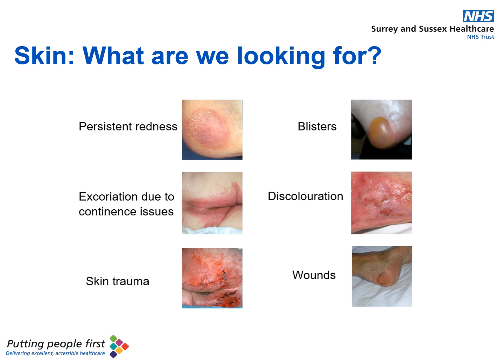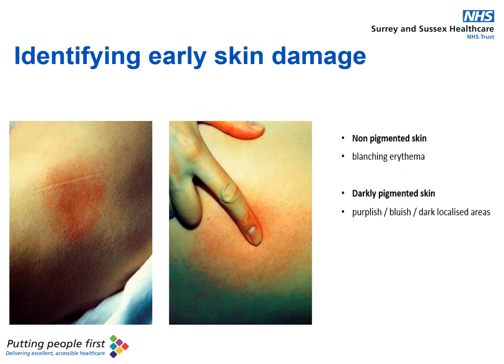So in terms of the skin, what are we looking for? Obviously we've talked about pressure ulcers, but that persistent redness for a category 1, for example, blisters classed as a category 2, but also excoriation due to continence issues, discoloration, skin trauma and wounds, we'll be documenting this as a whole within their risk of pressure damage and skin deterioration from other causes. It's important that we identify early skin damage via the blanching response for non-pigmented skin and darkly pigmented skin. This might be that you see it as a purplish blue or darker colour skin tone, that when we press it, it doesn't return to its normal skin tone, and therefore there's an early sign of pressure damage.